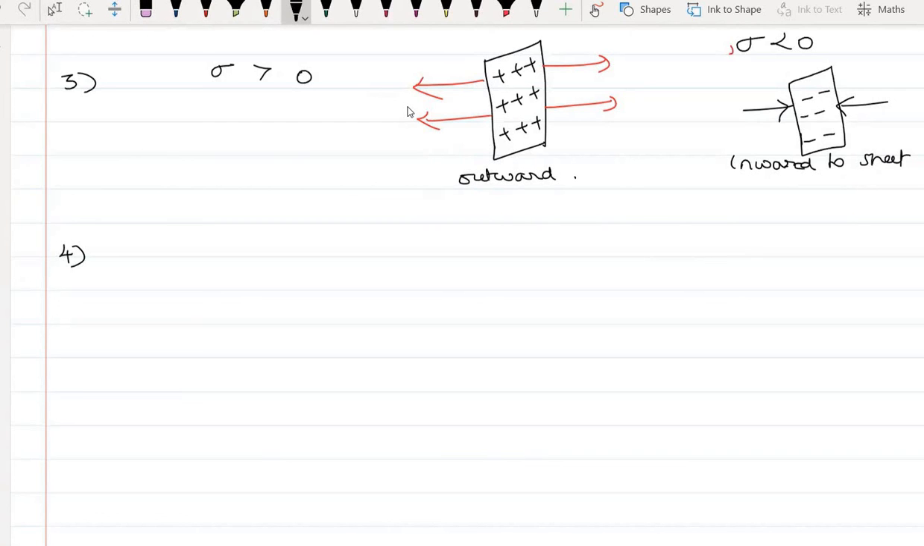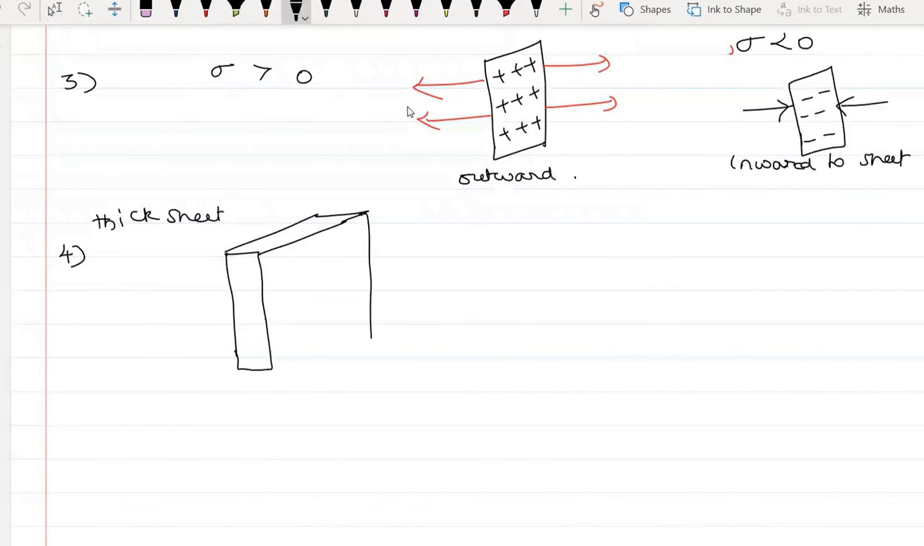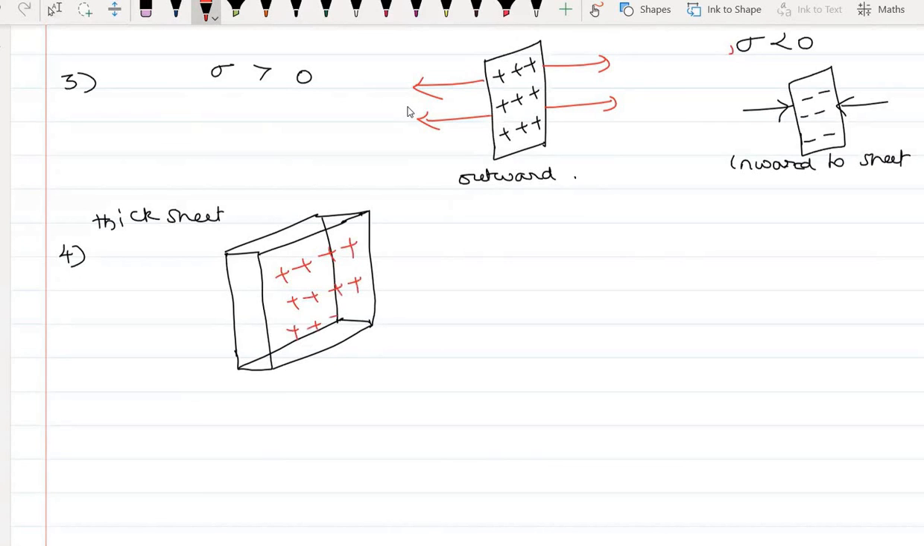Instead of thin sheet, this is thin sheet I have taken. If you have taken a thick sheet, then both the surfaces will have separate charges. In this phase, you will have one charge, and the opposite phase, you will have another. So what will happen? Here the charge distribution will be there, and back side one charge distribution will be there, which I am representing with P.